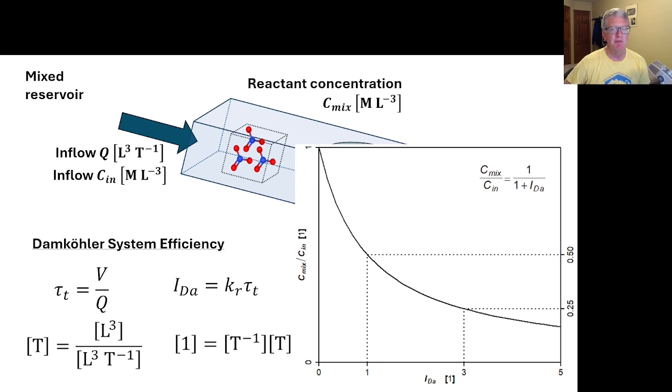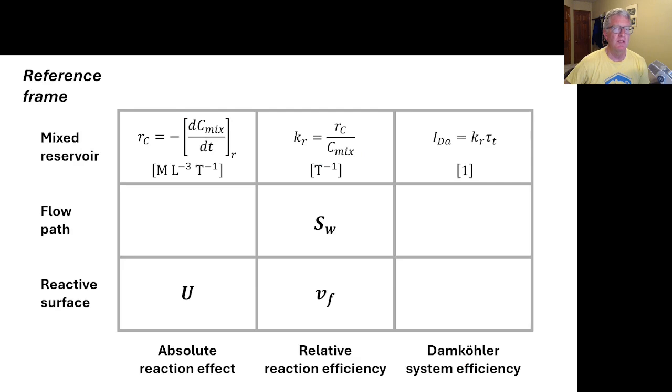Rearranging the conservation of mass equation for this flow-through mixed reservoir reveals that the Damköhler number has an inverse hyperbolic relationship with the fraction of the input reactant concentration remaining in the system output. An inverse relationship with the fraction of input concentration remaining, or a positive relationship with the fraction of input concentration consumed, is exactly what you would expect for a metric related to whole system efficiency.